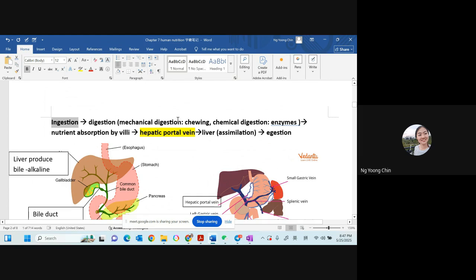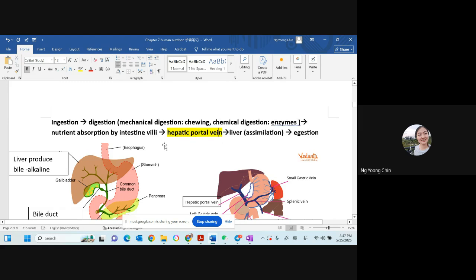After digestion, the large and insoluble nutrient molecules become small and soluble nutrient molecules. They will be absorbed by the intestine villi, the villi in the small intestine. After that, they will enter into the bloodstream, and then into the hepatic portal vein.